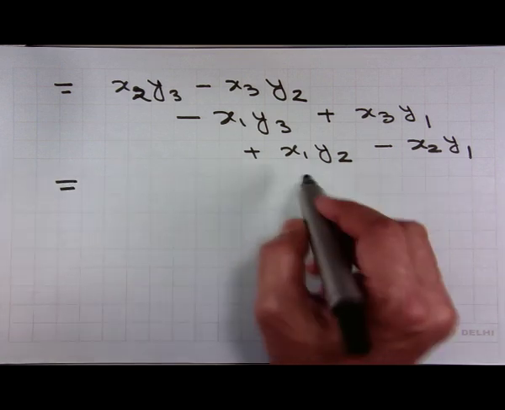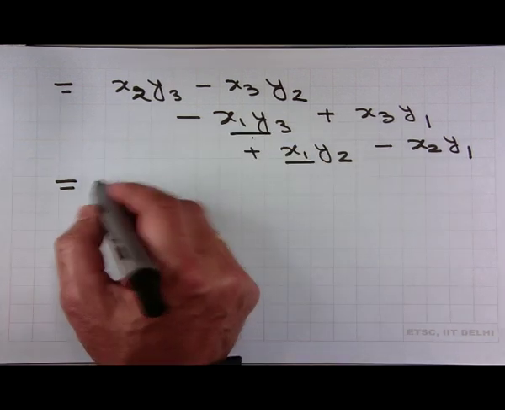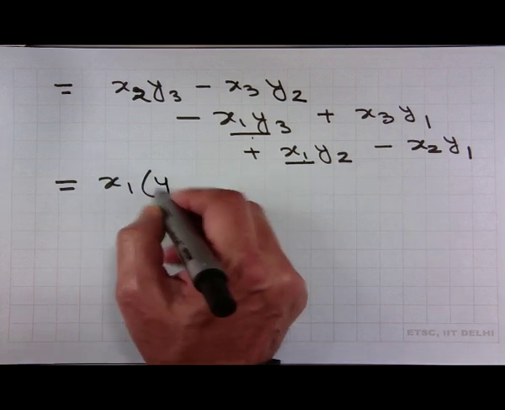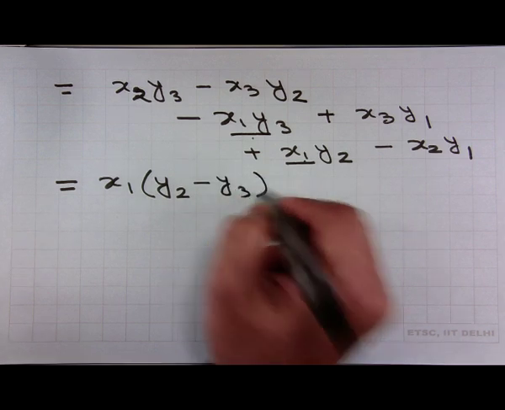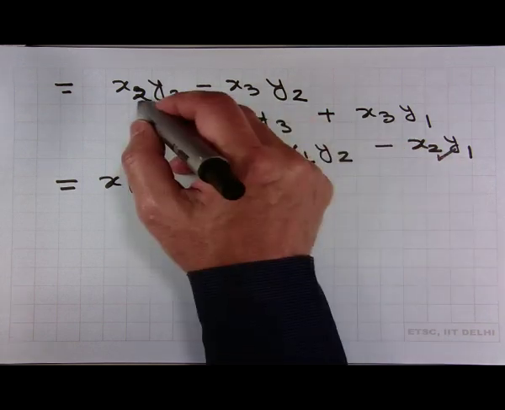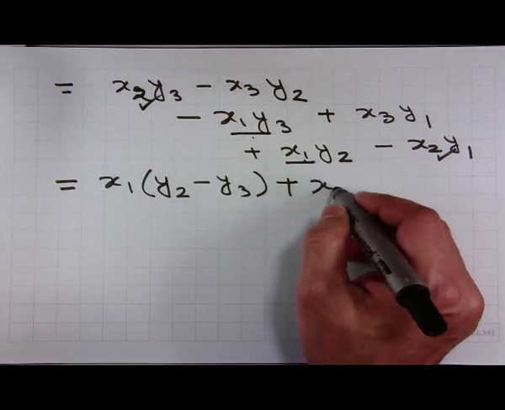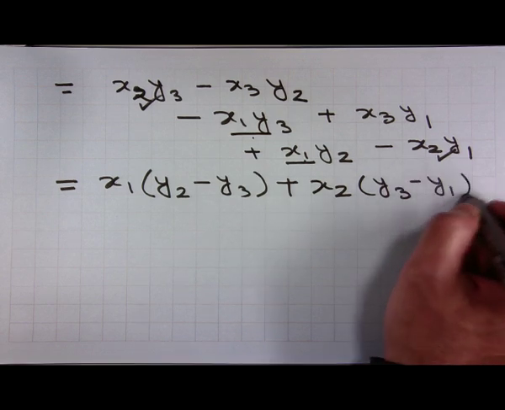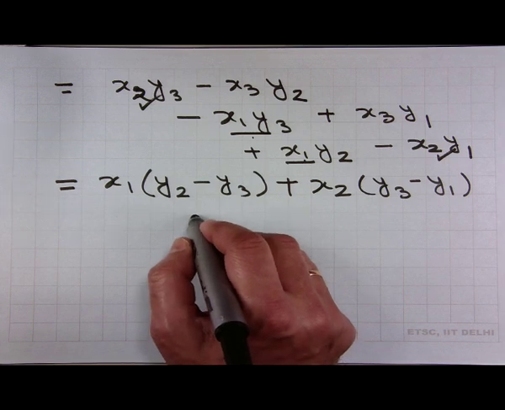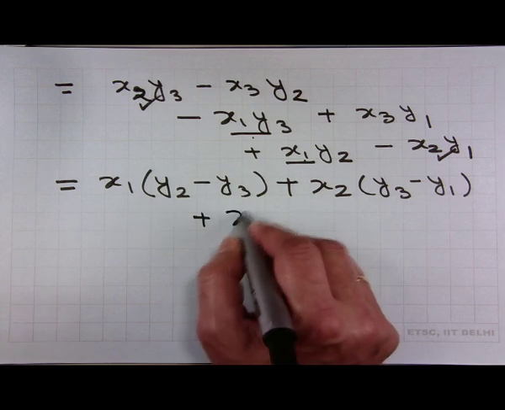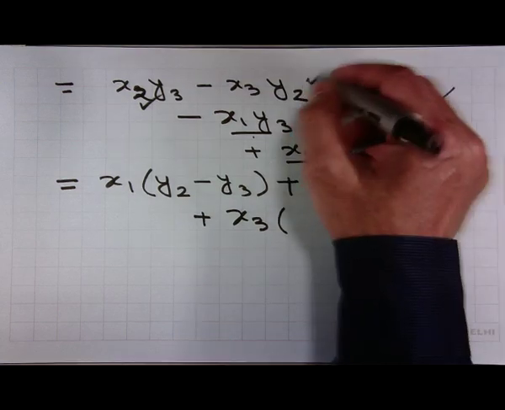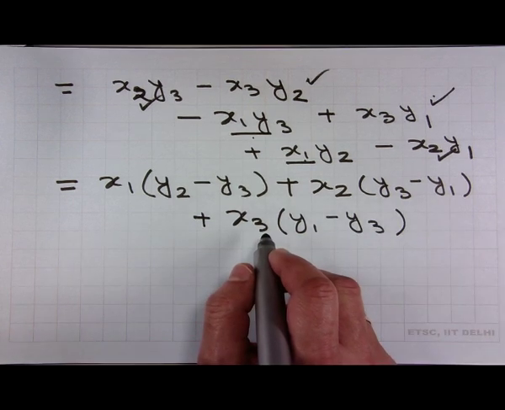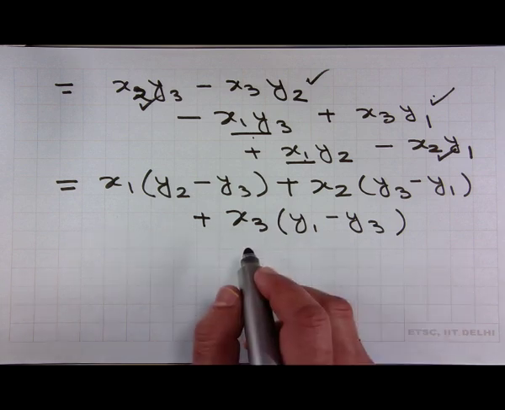This is equal to, if I now take x1 common from these two terms, I get x1 into y2 minus y3, plus I take x2 common from these two terms, plus if I take x3 common from the two remaining terms, we get this.